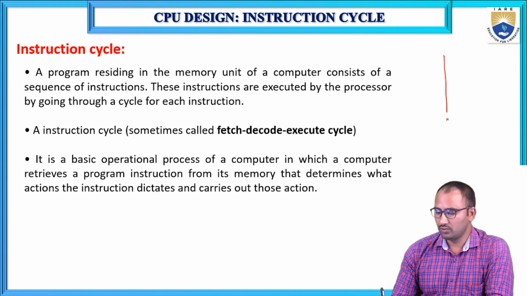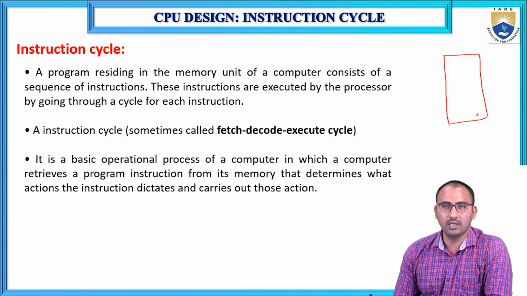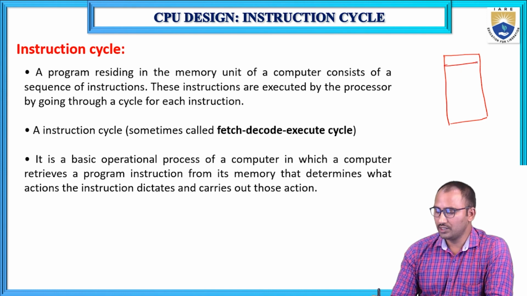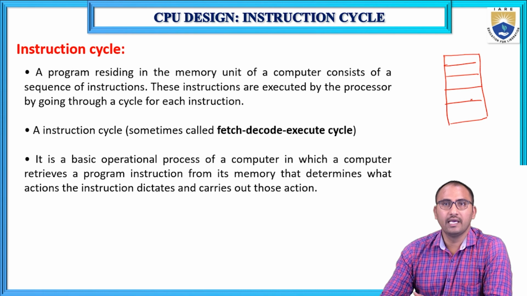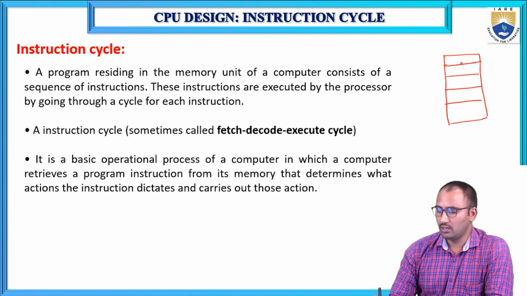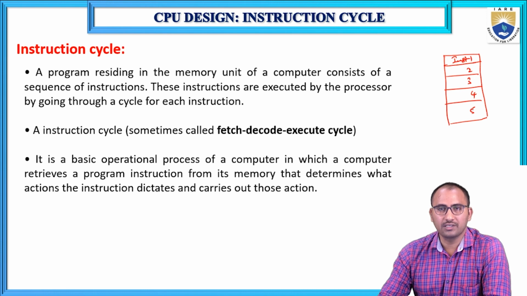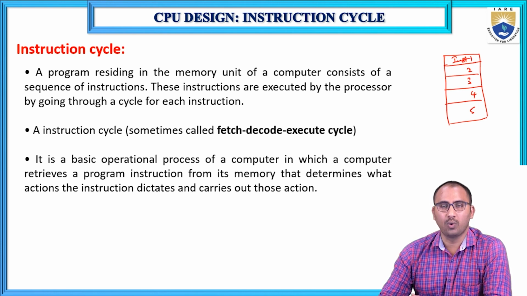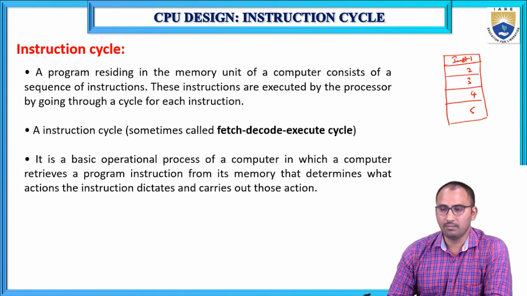See here, we have a memory, and we use the memory to store programs. What is a program? A program is nothing but a collection of instructions: instruction 1, instruction 2, instruction 3, 4, 5. So a collection of instructions is a program. In this program, the CPU will execute the instructions one by one.